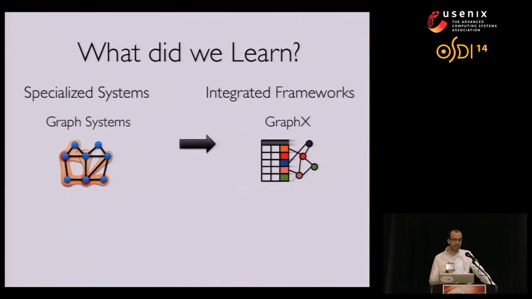So we learned that leveraging advances in specialized graph processing systems enabled us to build general purpose frameworks for graph processing. And I'll end with that. Thank you.